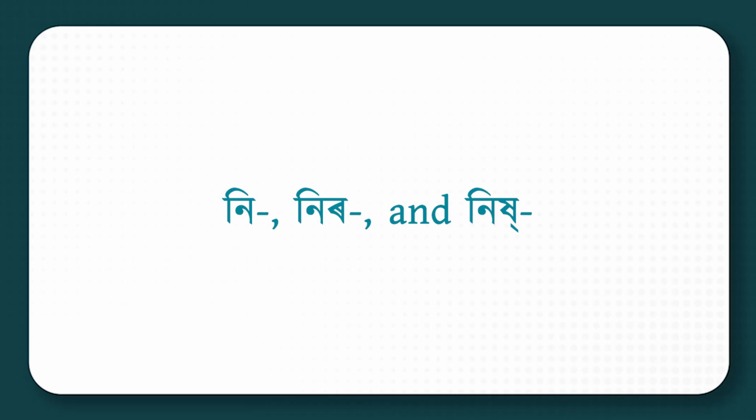From a linguistic perspective, this process is clearly derivational because it creates a new lexical item with a distinct meaning. In some cases, it also changes the semantic category, especially when abstract nouns are formed. To summarize, negative prefixes such as ni, nir, and nih are highly important in Assamese word formation. They provide a systematic way to express opposition, absence, or negation, and they are widely used in both spoken and written forms of the language.